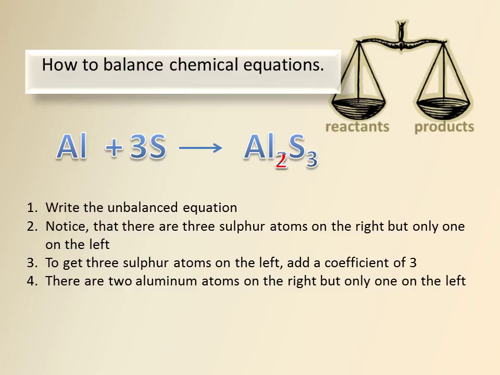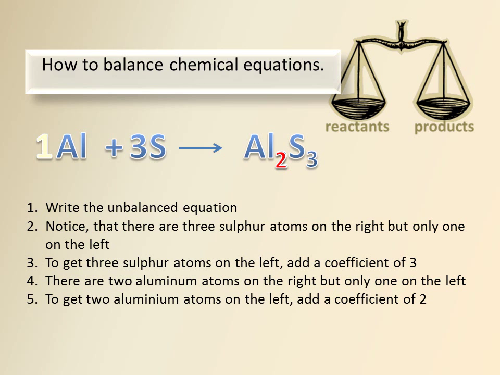There are 2 aluminium atoms on the right, but only 1 on the left. To get 2 aluminium atoms on the left, add a coefficient of 2.